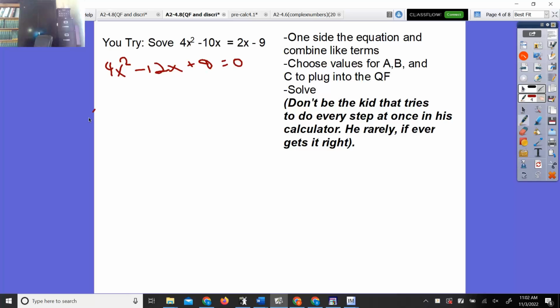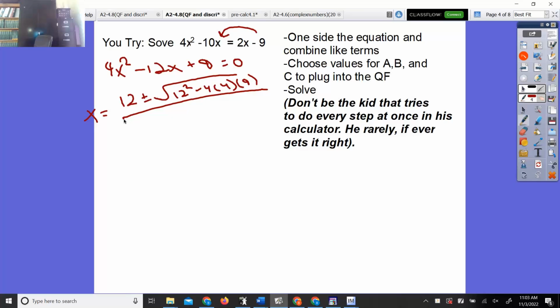All right, so you set up the quadratic formula. What's opposite B going to look like? Positive. Okay. Plus or minus, what's in there? Square root of negative 12, I'm just going to write 12 squared, minus 4 times 4 times 1.